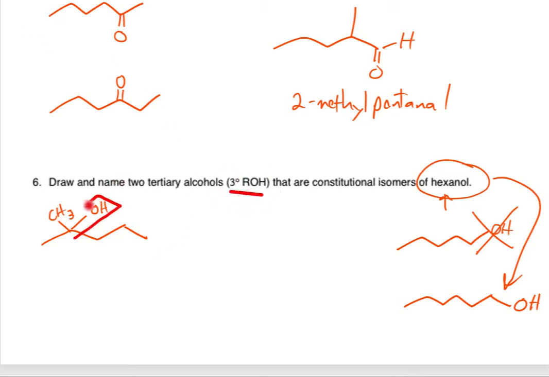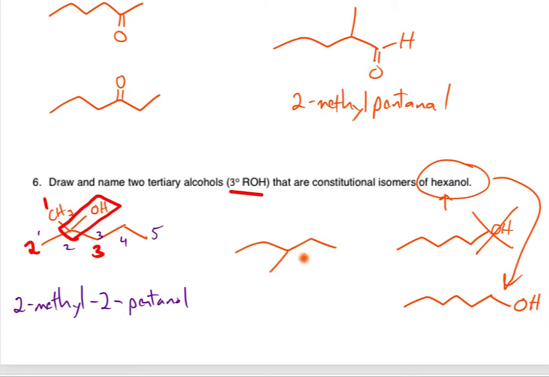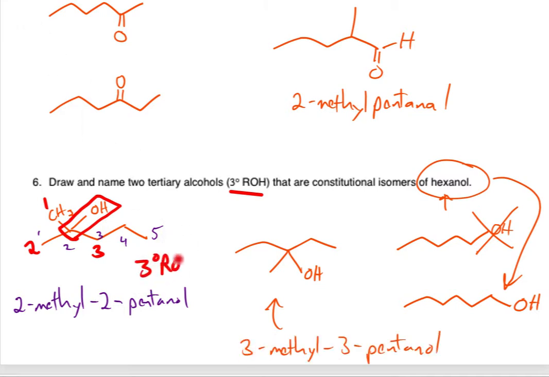I box in my functional group and I say, well, there's 1, 2, 3 carbons to that one. The name of this would be 1, 2, 3, 4, 5, 2-methyl-2-pentanol. And then to get a second tertiary alcohol, I can just take this group, the methyl group and the OH, and I can just move it to this carbon. 1, 2, 3, 4, 5, methyl group, OH group, and then this would be 3-methyl-3-pentanol. So again, this is a tertiary alcohol, and this is a tertiary alcohol.